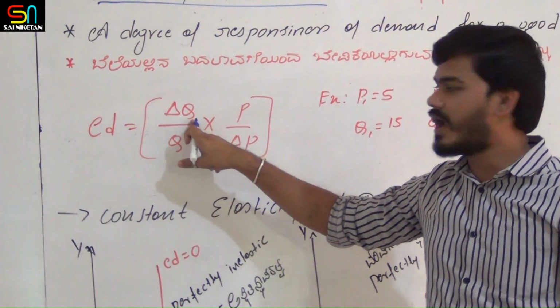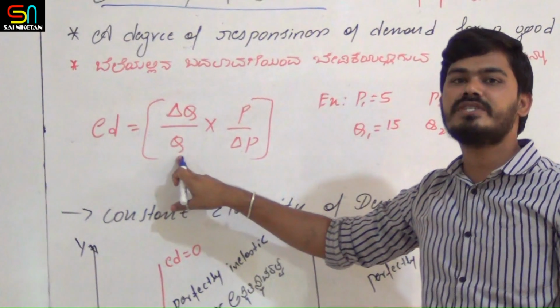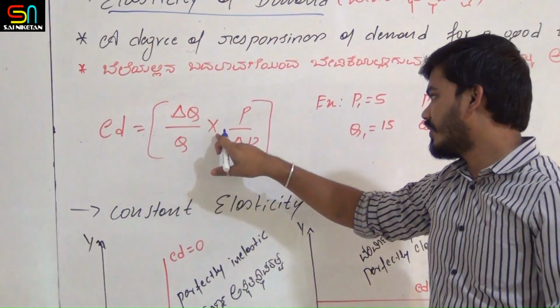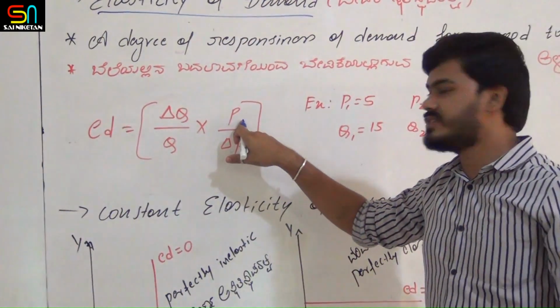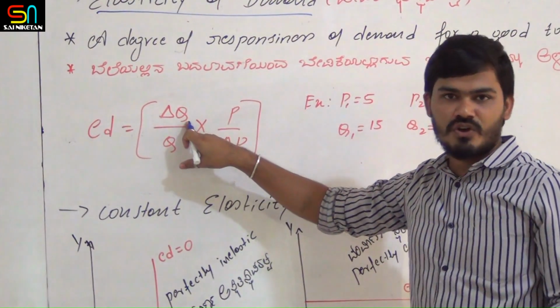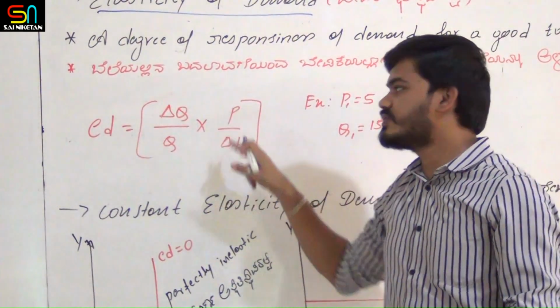Change in your quantity demanded divided by Q, where Q means your initial quantity, and this is change in quantity into P, the initial price, divided by the quantity prices. So a change in price leads to a change in quantity demanded. If you write it like this, you will get the 2 marks.